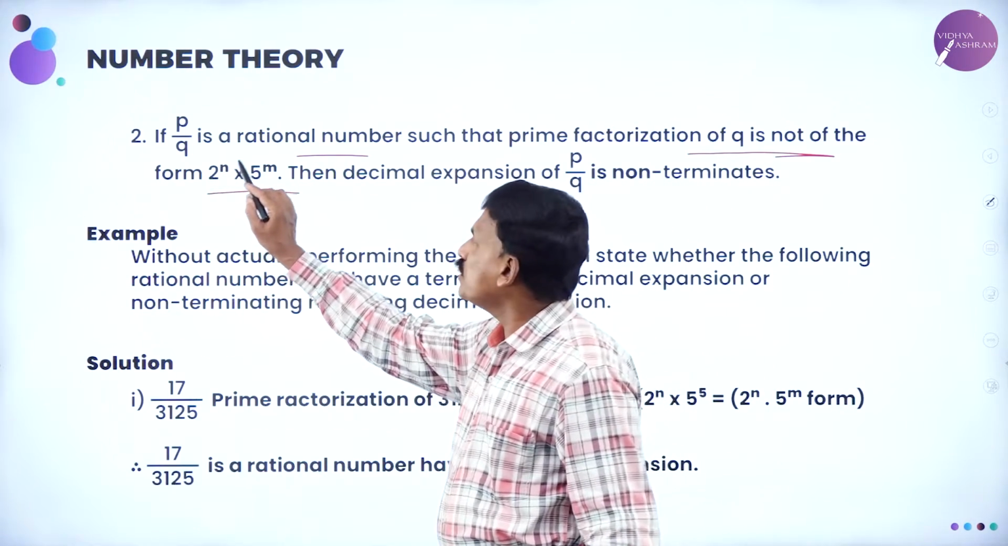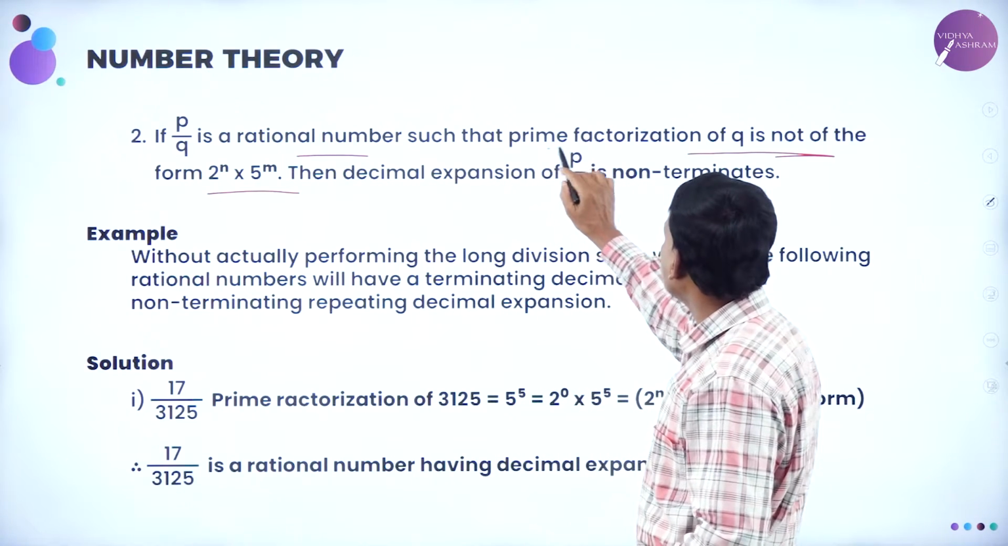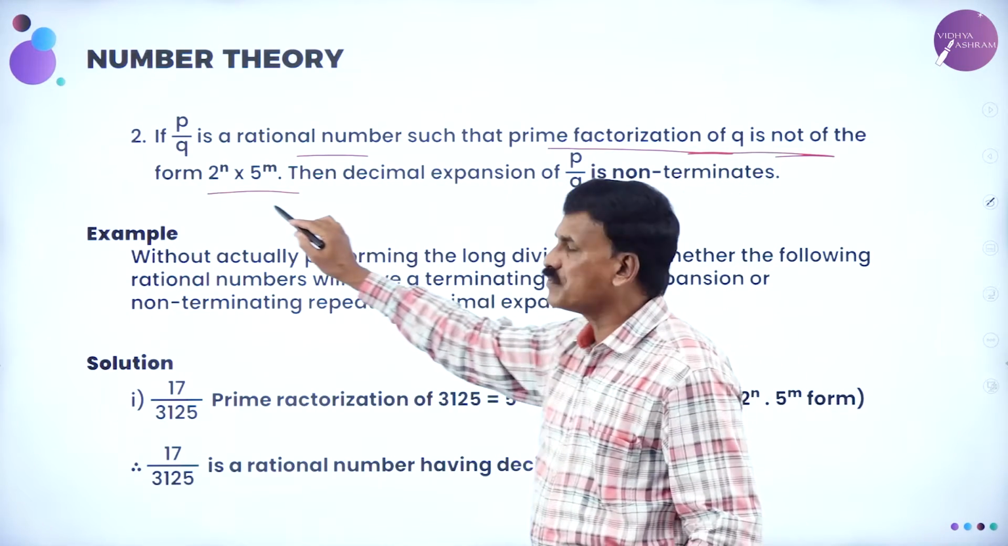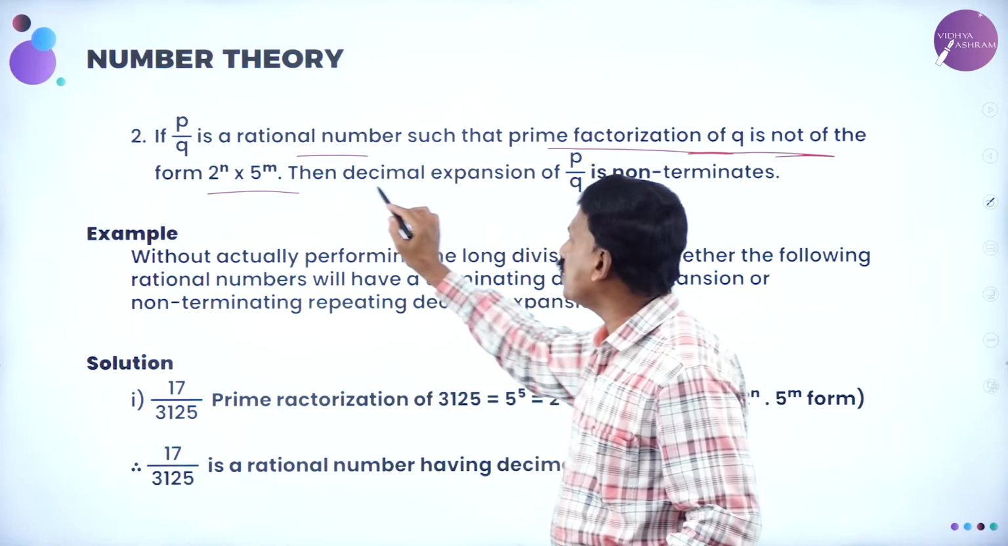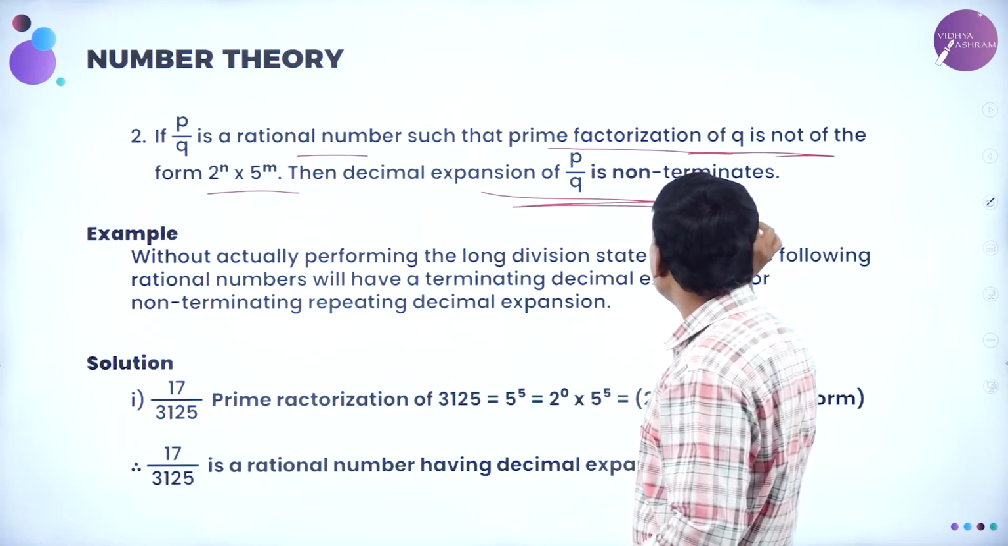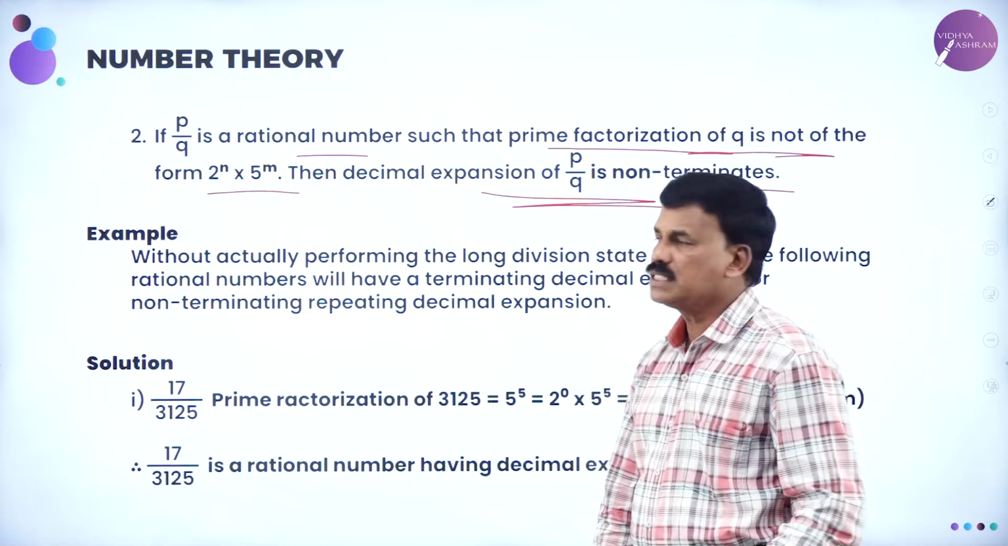Now, if p by q is a rational number such that the prime factorization of q is not of the form 2 to the power of n into 5 to the power of m, then the decimal expansion of p by q is called a non-terminating decimal.